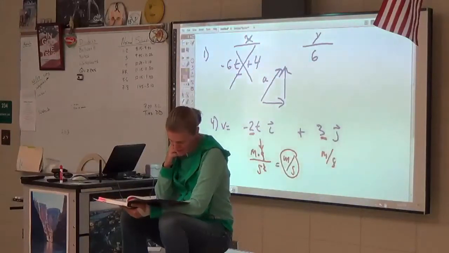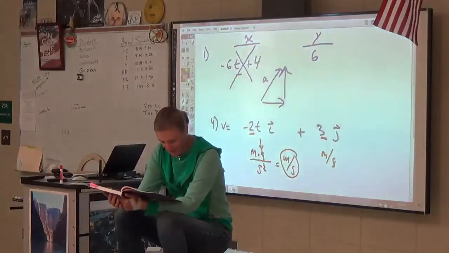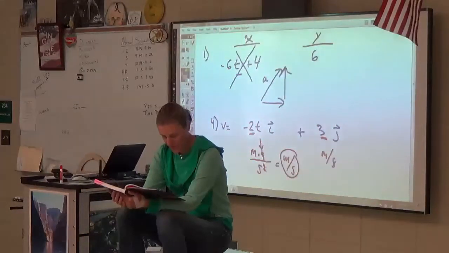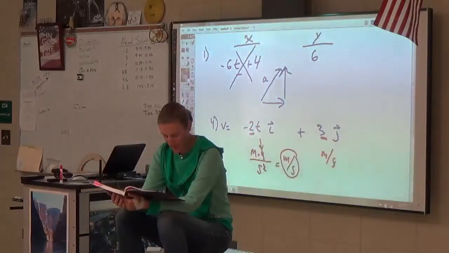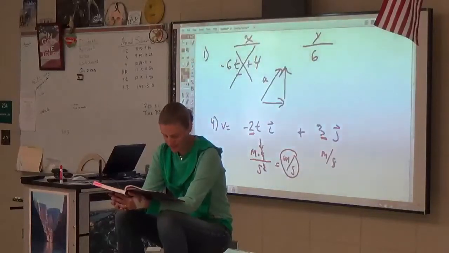All right, Zach, you got number 8. An airplane flying horizontally at a constant speed of 350 kilometers per hour over level ground releases a bundle of food supplies. Ignore the effect of air on the bundle. What are the bundle's initial vertical and horizontal components of velocity?